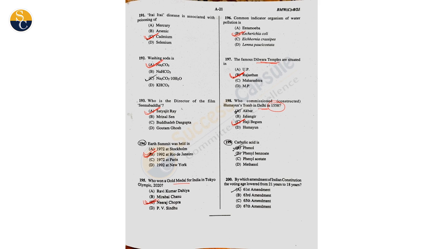Next, carbolic acid is a phenol. So, A is the correct answer. Next, by which amendment of the Indian Constitution was the voting age lowered from 21 years to 18 years? 61st Amendment Act 1988. So, A is the correct answer.